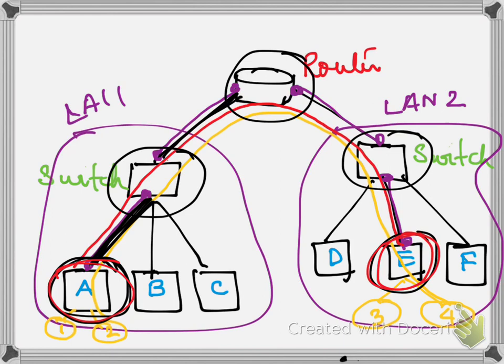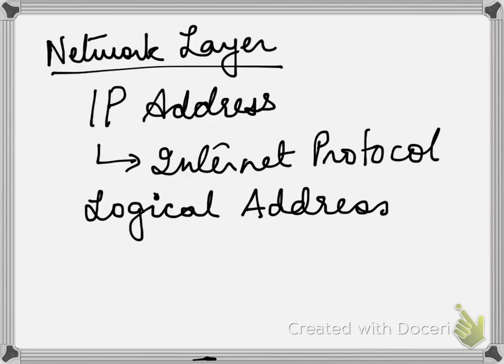Currently it is in LAN 1, so here is the IP address of device A. When we move it to a different LAN, we can change it. So it's a logical address, and it is a 32-bit number, usually 4 octets, that is 8 bits followed by a dot, then another 8 bits followed by a dot, then another 8 bits followed by a dot, and the last 8 bits. Based on this IP address, the router can decide where to forward it to.